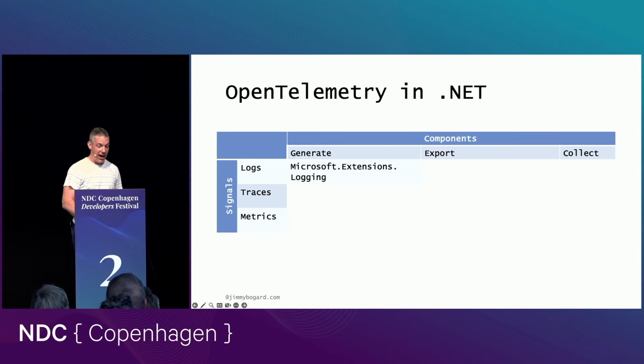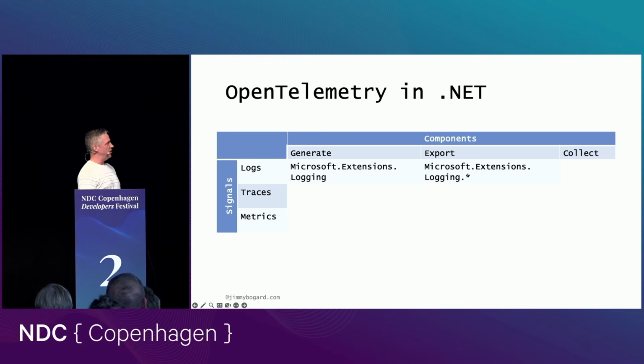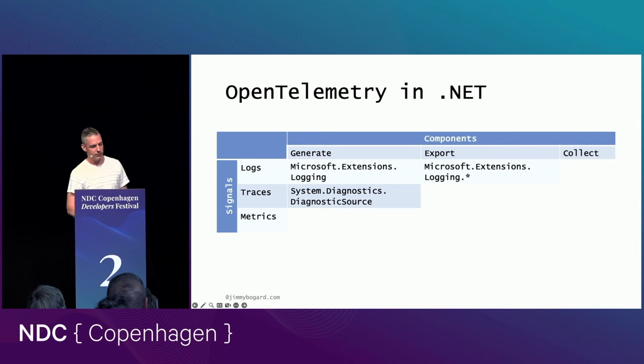Now for exporting, to export out to something else, Microsoft has specific extensions to take the logging information, and then there's usually some kind of extension for wherever you want to put that data, whether it's to console, to App Insights, to whatever. They've defined some exporting library to be able to do so. And then collection is just blank. Like they don't have a standard way of collecting that information.